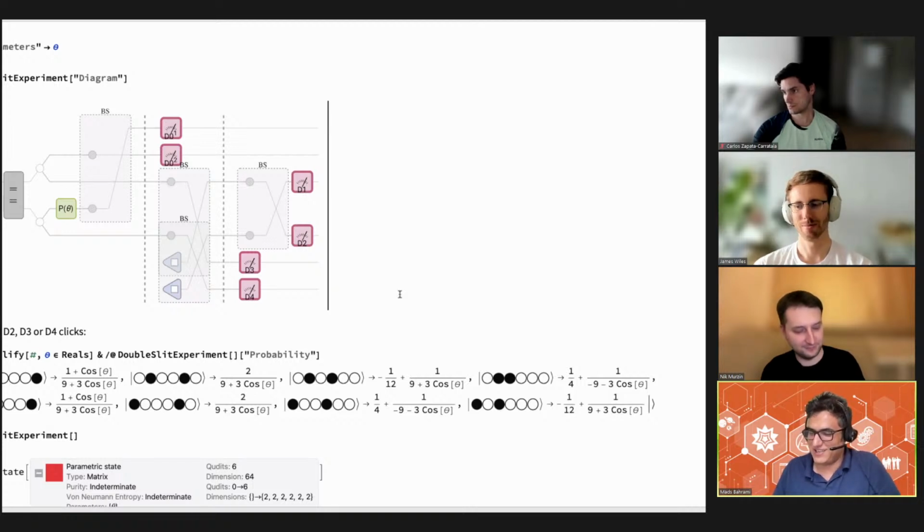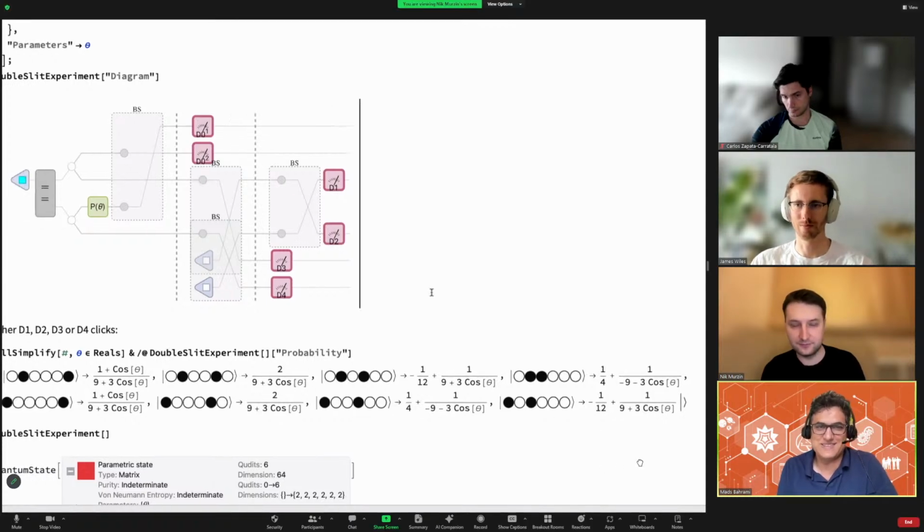Now, talking about different narratives, Nick, at the beginning you mentioned you have some ideas of using the language of probability theory to explain these evolutions. How would you like to elaborate a bit on that?